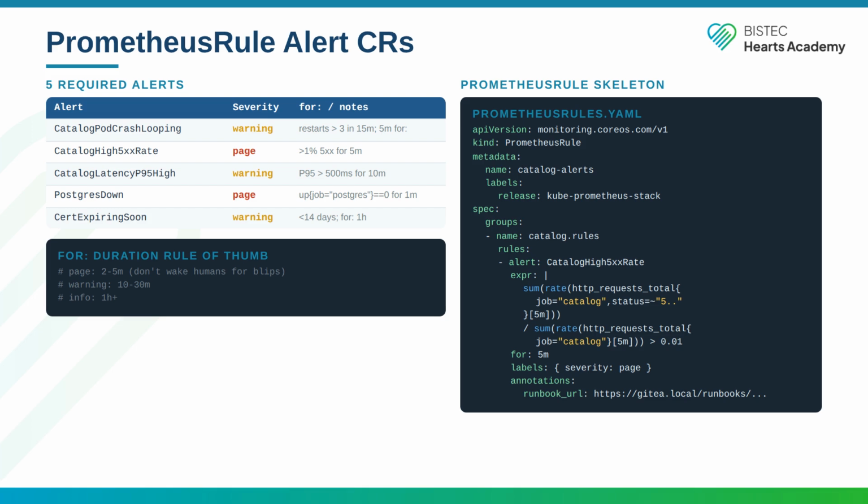Every paging alert must have a runbook URL annotation pointing to a published runbook. This annotation appears in Alertmanager and in every notification sent to Slack or Discord. The runbook must be published before the alert is enabled. A 404 link is worse than no link.